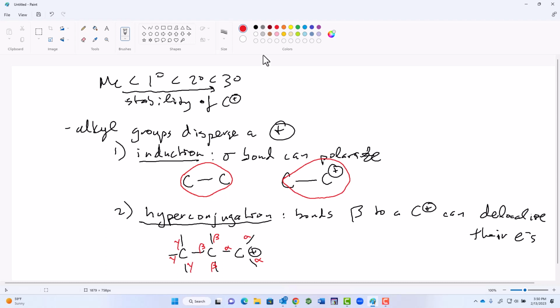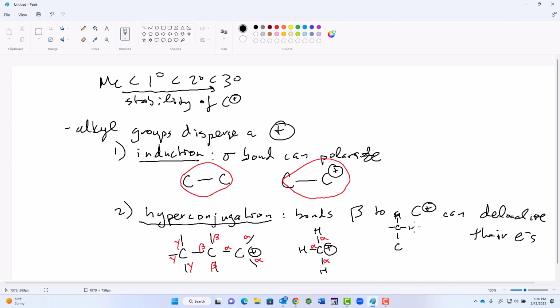So what we see, just comparing two different carbocations, if you have a methyl carbocation, if we label these bonds, we only have alpha bonds, so there's no hyperconjugation that can occur in a methyl carbocation. Plus, the sigma bond between a carbon and a hydrogen is much smaller than the sigma bond between a carbon and a carbon. So we're doubly affected because we don't really have much inductive effect going on, and we have no hyperconjugation occurring.